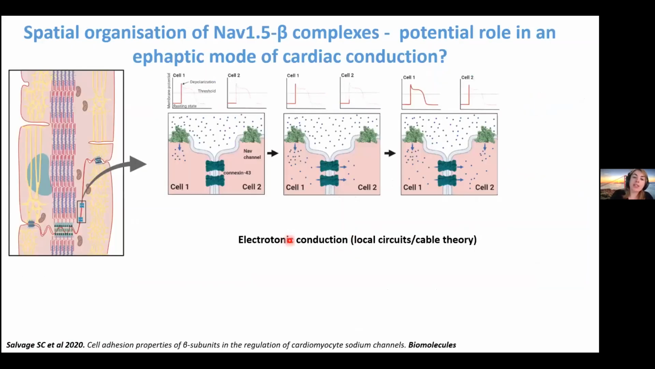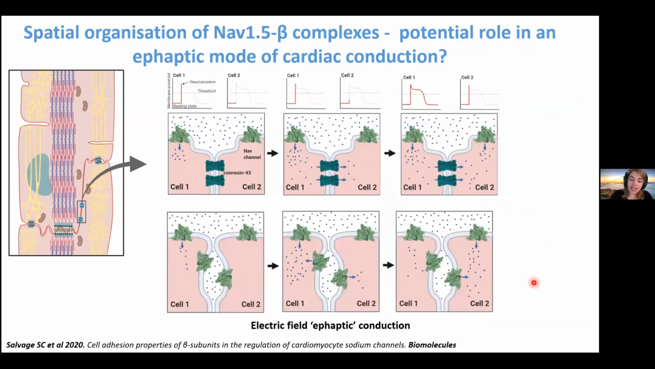So just to remind you, electrotonic conduction, which is the mainstay of cardiac conduction, works by the passage of ionic currents through low resistance pathways connecting adjacent myocytes, so that the depolarizing wavefront can be propagated from cell to cell in an orderly manner. But what has become more apparent recently is the idea of this electrical field transmission, or ephaptic conduction.